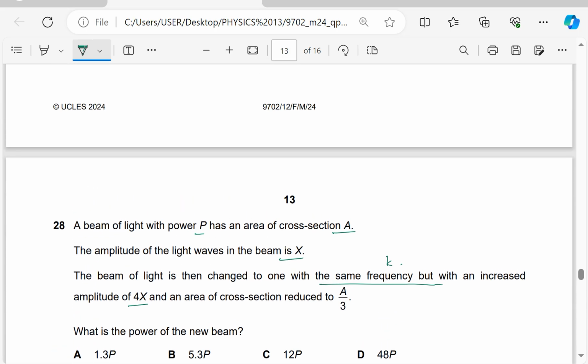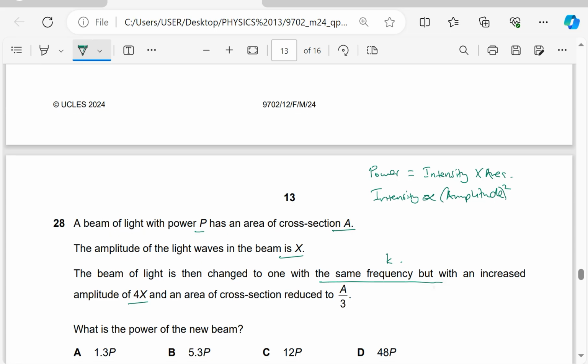Okay, so in general, we know that power is equal to intensity times the area. And we also know that intensity is directly proportional to amplitude squared. Intensity is going to be amplitude squared.